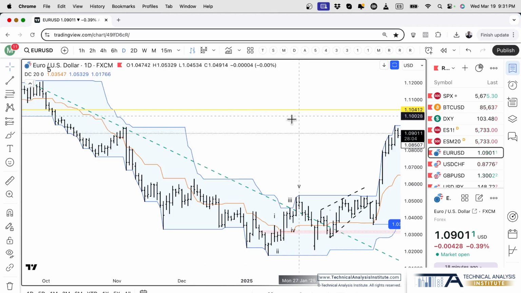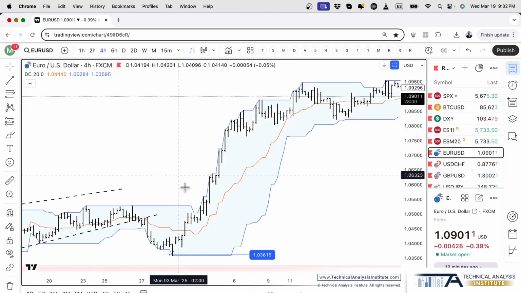Now, this is a daily chart. Can you use it on an intraday chart? Of course. And for instance, we can use this example right here, because this is a 4-hour chart.